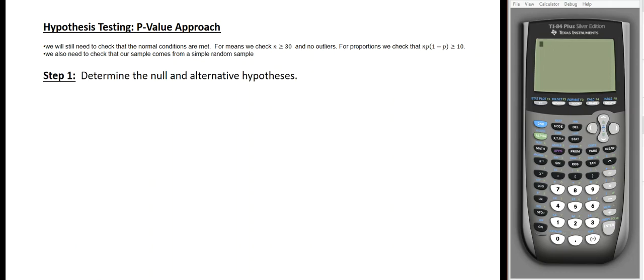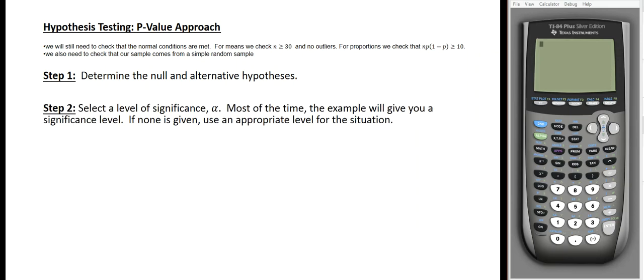Step 1, we have to determine the null and alternative hypotheses. So that's exactly like what we were doing before. We write our null is either mu equals whatever number or p equals whatever proportion, and then we decide about the alternative hypothesis, which is that greater than, less than, not equal to.